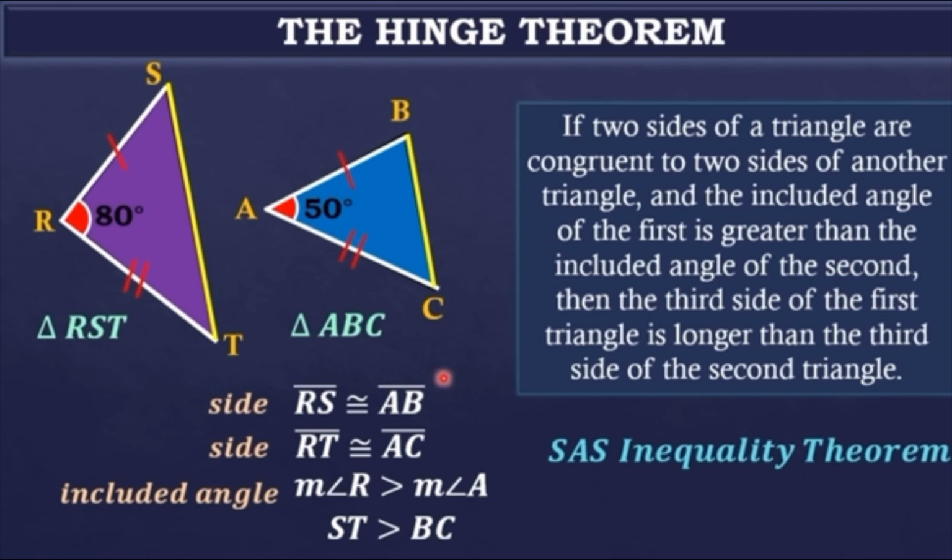Tatandaan na kapag sinabi po nating Hinge theorem, we have two corresponding sides that are congruent and an included angle which is unequal, not equal. Okay? And ang sinasabi po ng Hinge theorem natin, the larger the angle, the longer the side. So, if the angle of the first triangle is larger than the second triangle, then the opposite side of the larger angle of your first triangle is also longer than the side of your second triangle.